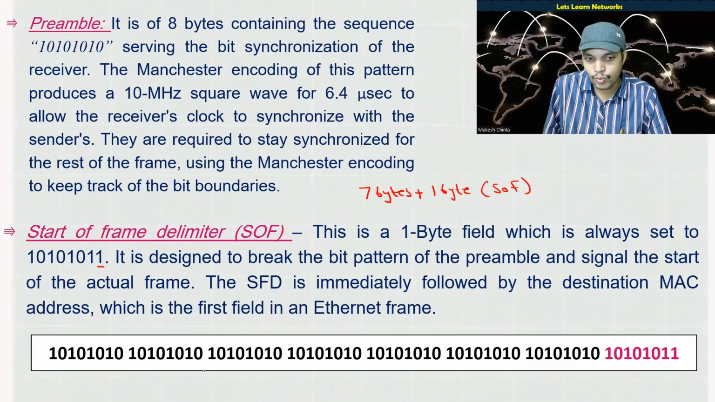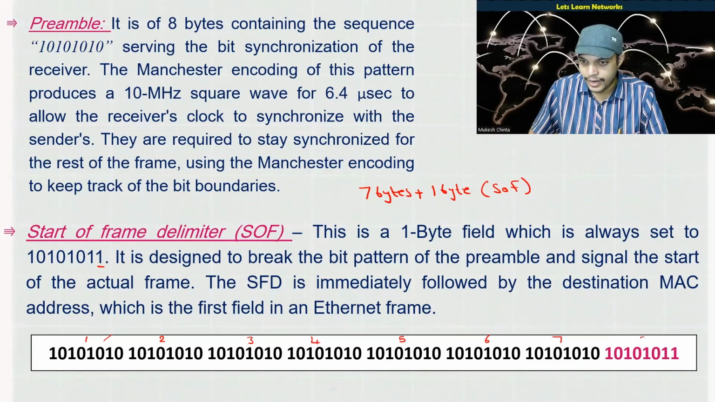So this is how your preamble looks in an IEEE 802.3 format. So all these are 1, 2, 3, 4, 5, 6, 7: 7 bytes of alternating ones and zeros. And for the last 8th byte, which is your SFD byte, once again you have alternating ones and zeros, except for the last bit here. Okay, so this is your preamble. This is your SFD. All put together, it looks like this.